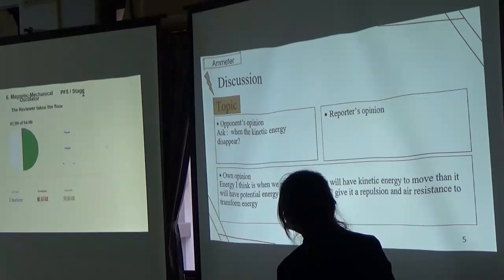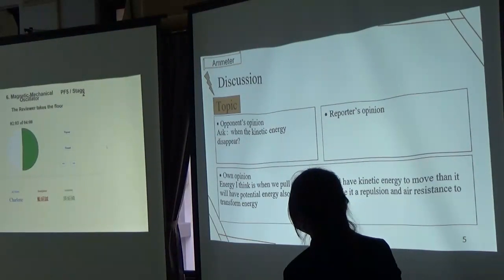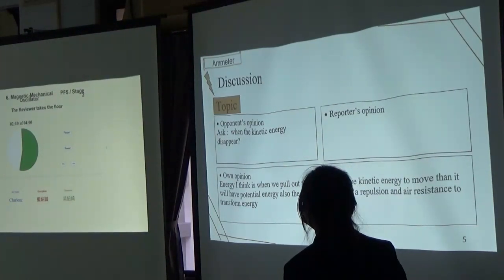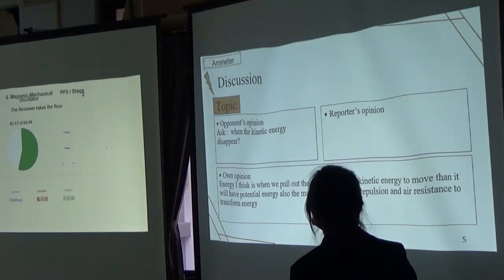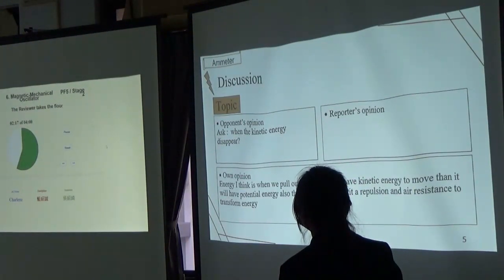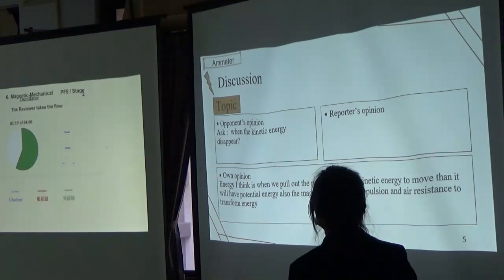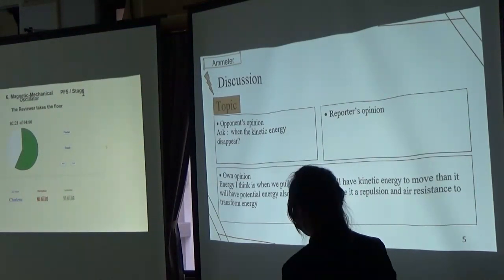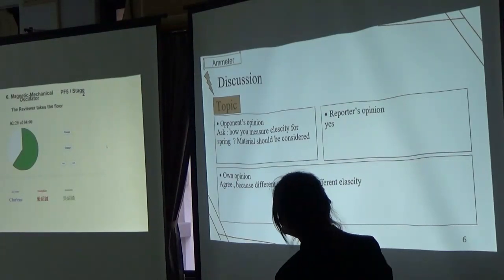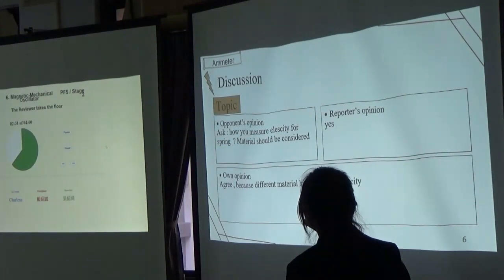And here is the discussion. The opponent asked when the kinetic energy disappears, and our own opinion is about energy. I think when we pull out the pole, it will have kinetic energy to move, then it will have potential energy. Also, the magnet will give a repulsion, and air resistance transforms energy. And the opponent asked how you measure the elasticity of the spring and that the material should be considered. And the reporter said, and our own opinion.